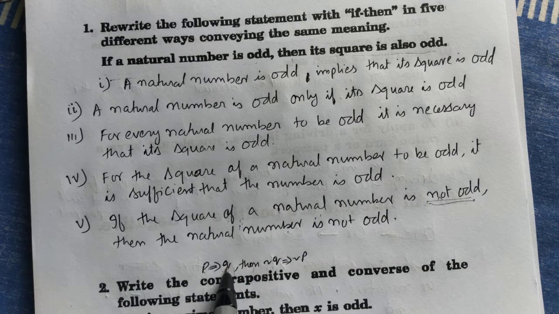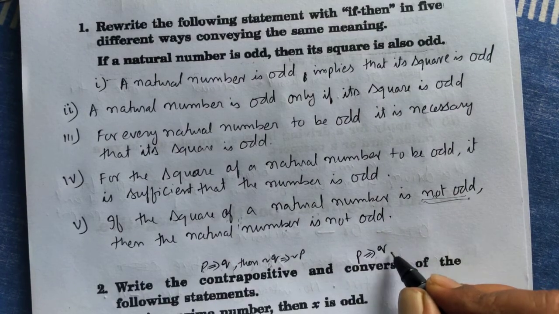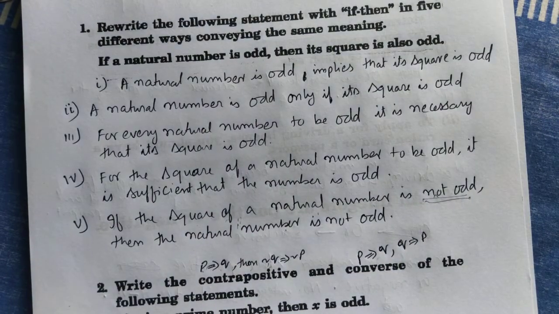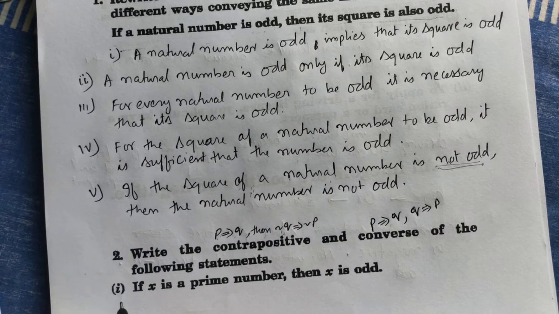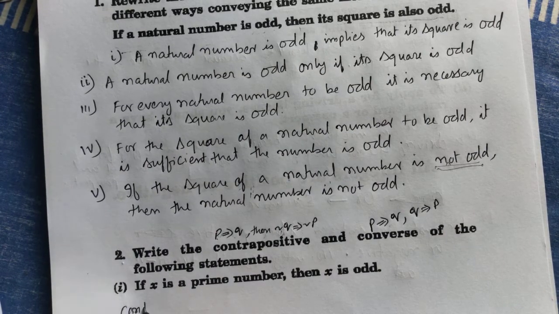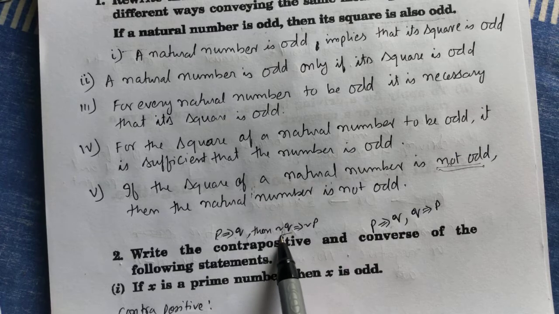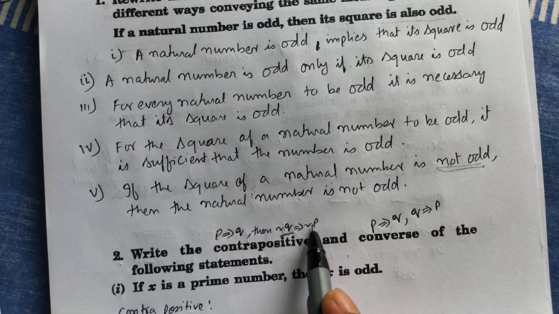Contrapositive means if P implies Q, then the negation of Q, the second statement, implies the negation of P, the first statement. And converse means if P implies Q, then Q implies P, that is converse. So for this statement we are going to write the contrapositive and the converse. So let us do the first one. For the contrapositive, we start from the second statement, Q, but we take the negation.